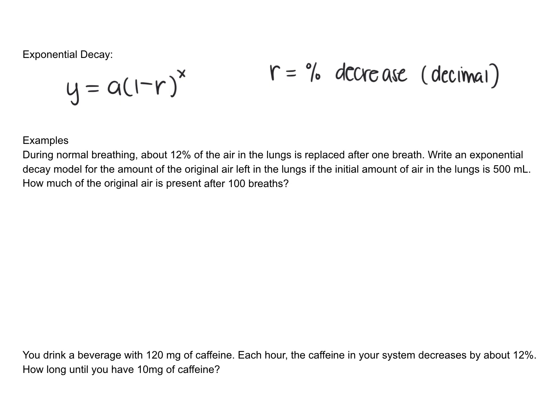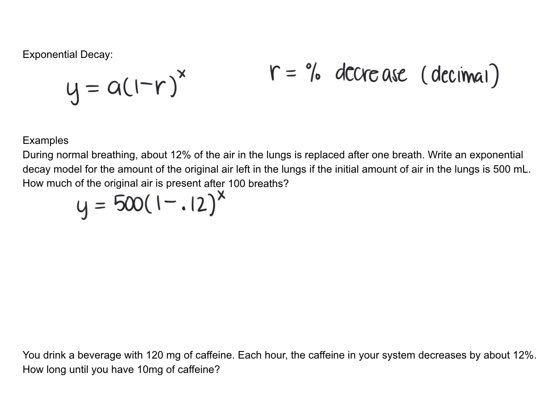So for our first example, we have that during normal breathing, about 12% of the air in the lungs is replaced after one breath. Write an exponential decay model for the amount of original air left in the lungs if the initial amount of air in the lungs is 500 milliliters. How much of the original air is present after 100 breaths? So we're going to have y equals our initial amount, 500, and then (1 - 0.12)^x, with 12% as a decimal.